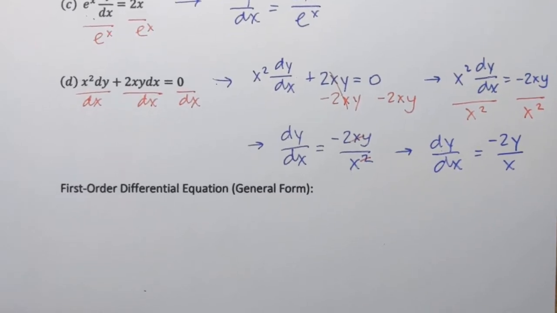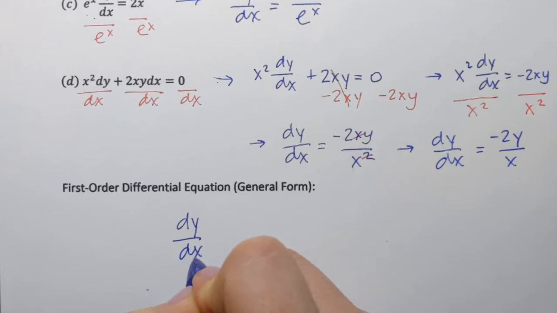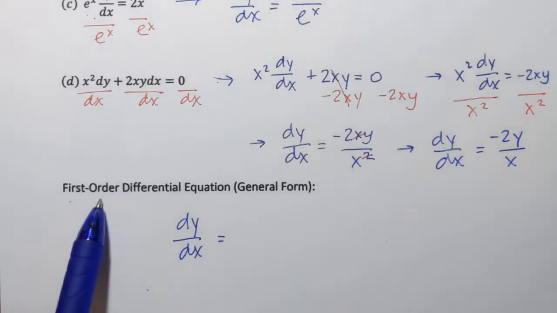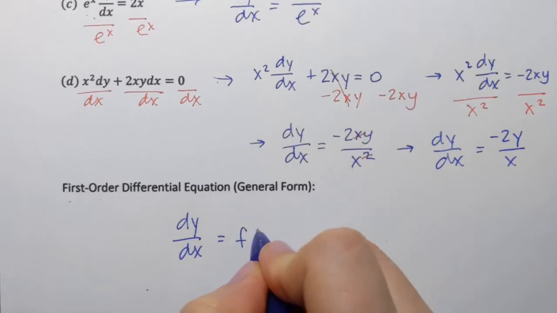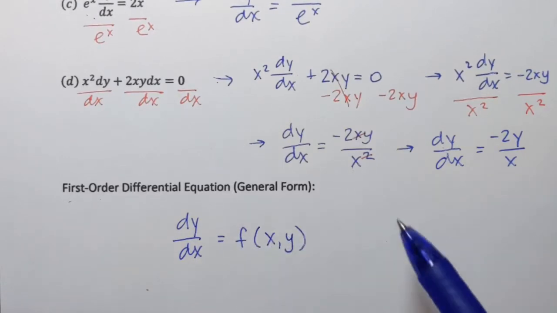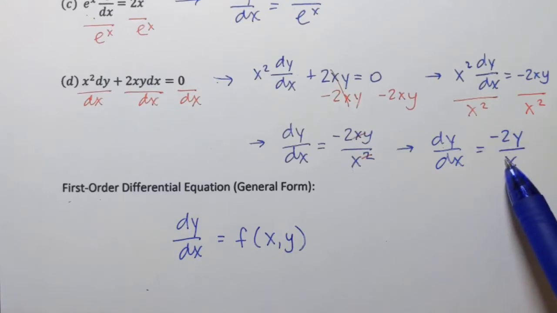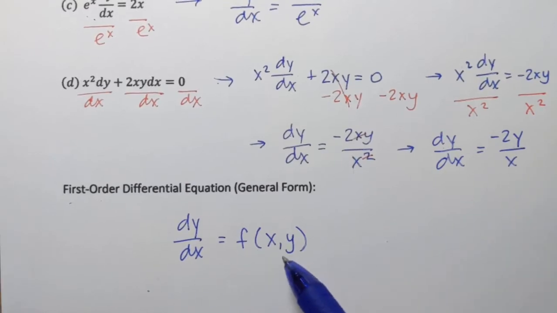So this is how the general form looks. It's dy dx on the left-hand side. Well, it's a first-order differential equation, so that's the first derivative. And the right-hand side is a function of x and y. Now we said, well, we have an expression in terms of x and y, but we treat that expression as a function in terms of those two variables, x and y.